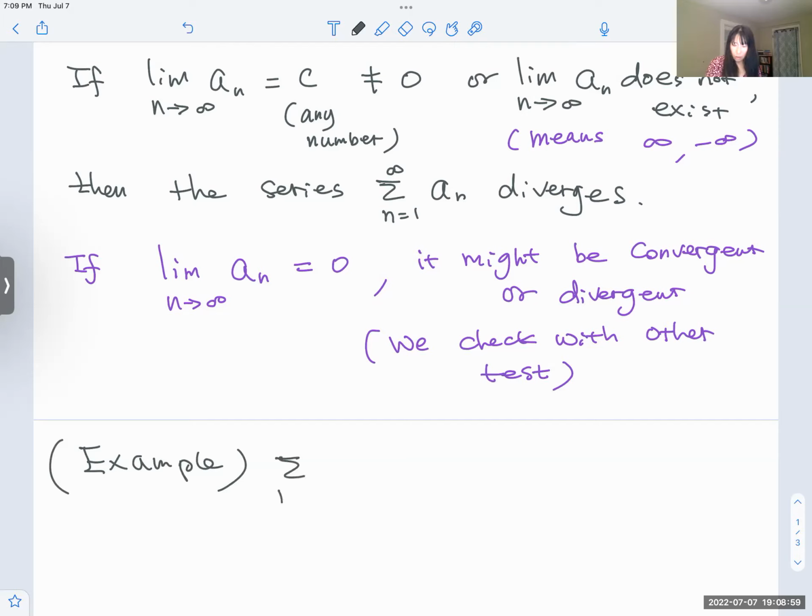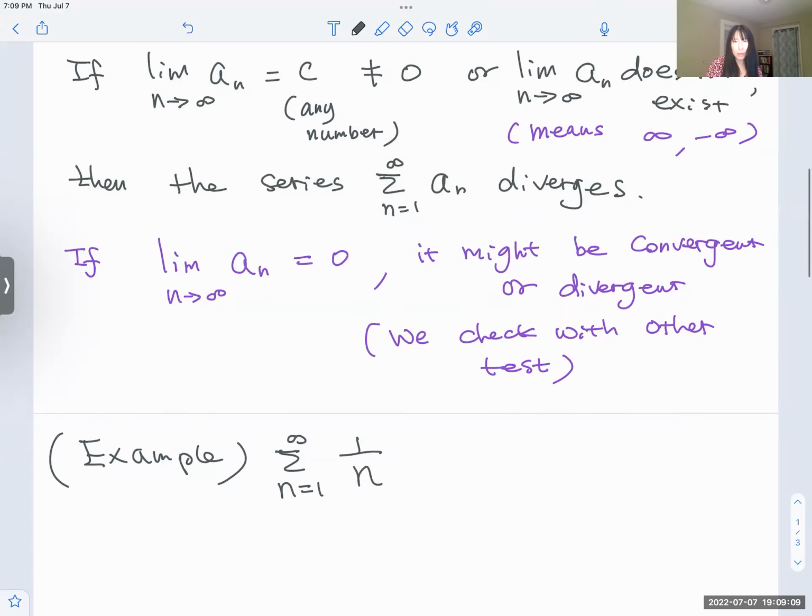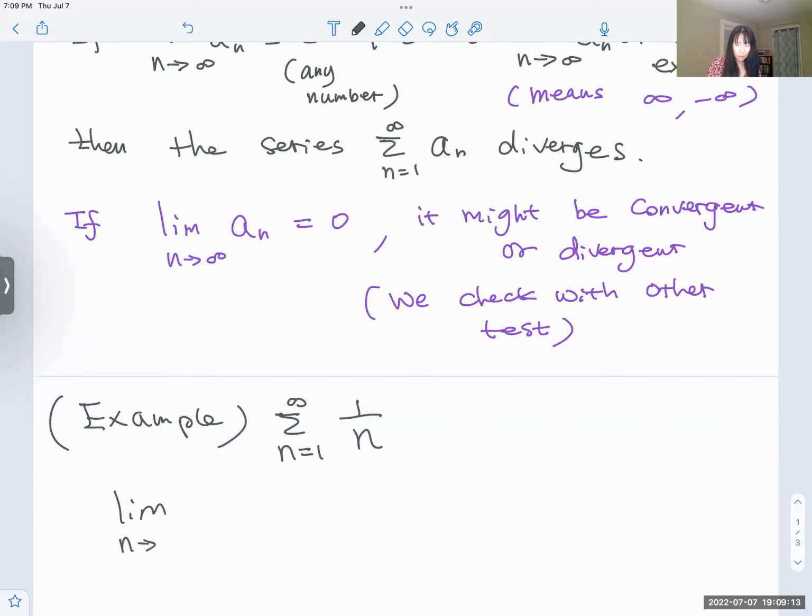we have the series n equal to 1 to infinity, where a sub n is 1 over n. Then we take the limit when n approaches positive infinity. What do you get for this one? It is zero, right? But then we cannot say that this is converging. What do you say about the series 1 over n, is it converging or diverging? It's diverging. Why? By harmonic series. We did it last time, remember?